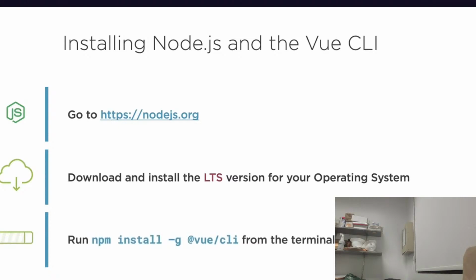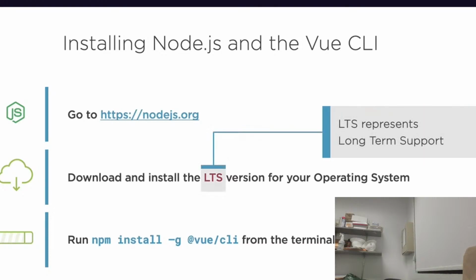Once Node's installed, you can then install the Vue CLI with this command here. Now if you're wondering what the LTS version is, that represents long-term support. When you go to the Node.js website, just make sure the version you get has LTS next to it.